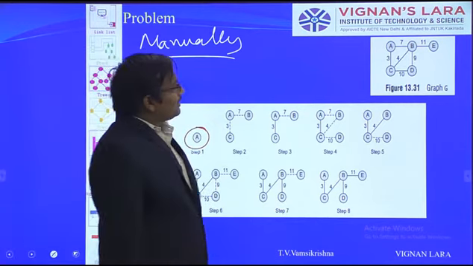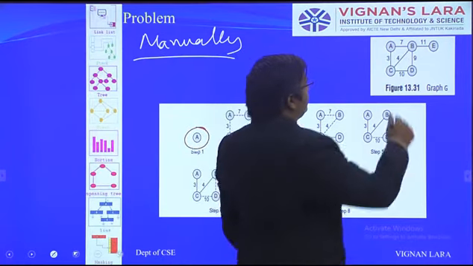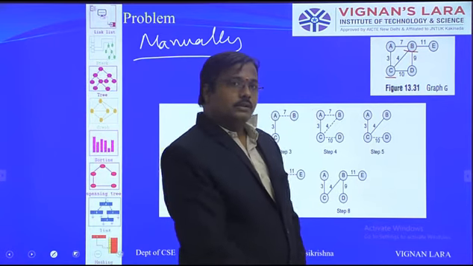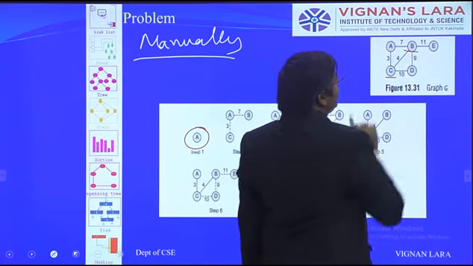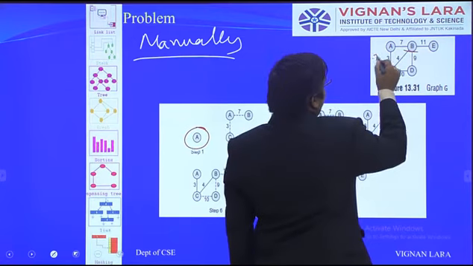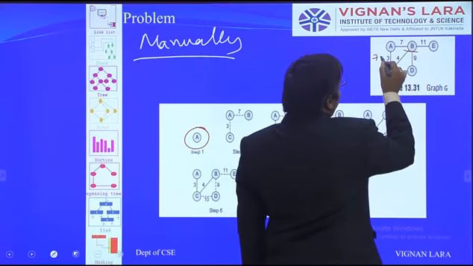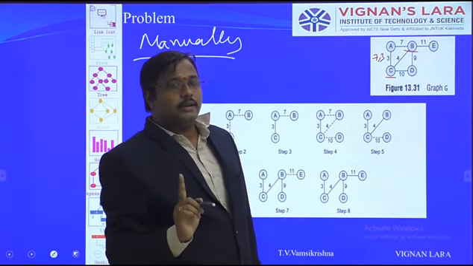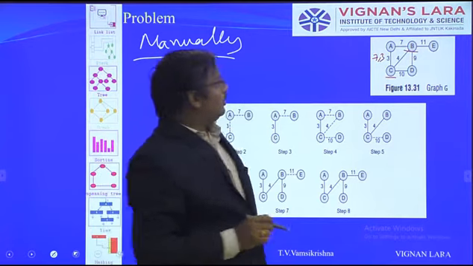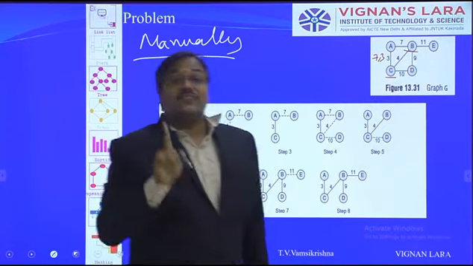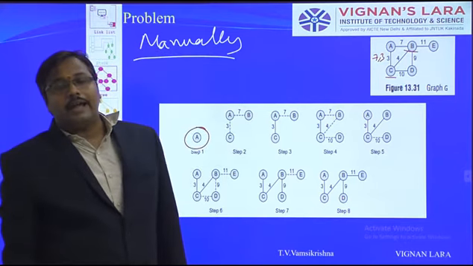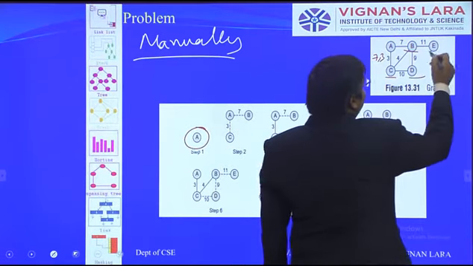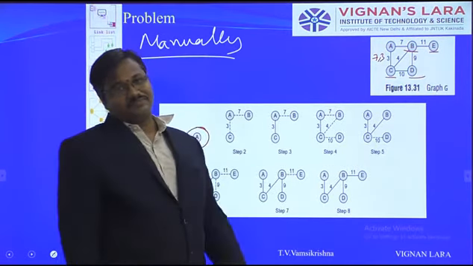Right. So what are the adjacent vertices of A? B and C. A to B, what is the distance? 7. A to C, what is the distance? 3. So these are the distances associated with A. B and C are called fringe vertices, and the remaining ones, D and E, are called unseen vertices.